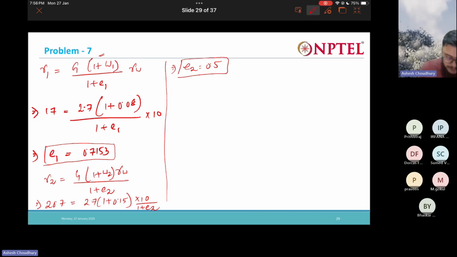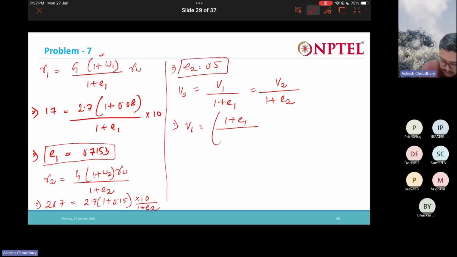Similarly, I will calculate the Vs. What you are doing is taking soil from one place to another place. So what is the thing that remains constant? The volume of solids. So Vs is nothing but V1 by 1 plus E1 equals V2 by 1 plus E2. This implies V1 is (1 plus E1) by (1 plus E2) times V2. It is asked per meter cube how much volume I need to excavate, right? So per meter cube means V2 I will put as 1.